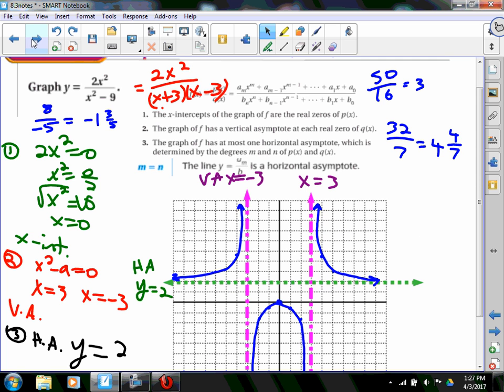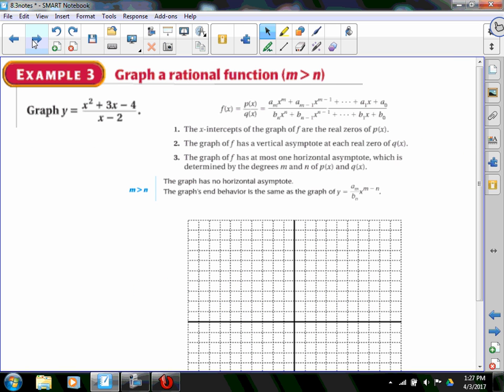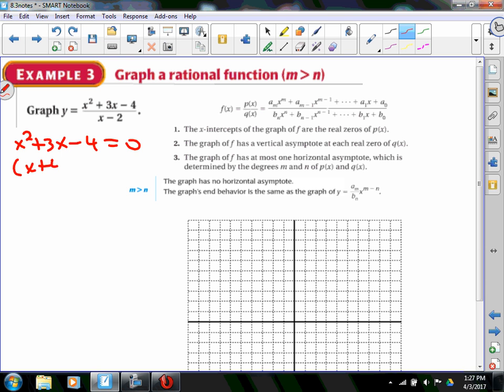So let's go to the next one. Finally, we've got one where the numerator is larger than the denominator. So what did we say? We said we got to take the numerator, x squared plus 3x minus 4, and set that equal to 0. That's going to be x plus 4 times x minus 1 equals 0. x is negative 4, x is 1. That's where our x-intercepts are, when x equals negative 4 and when x equals 1.